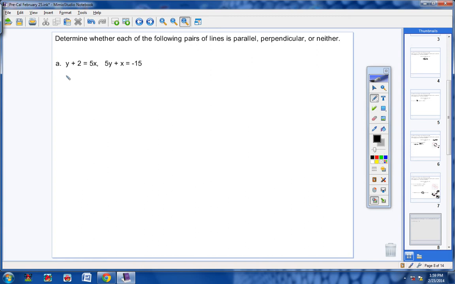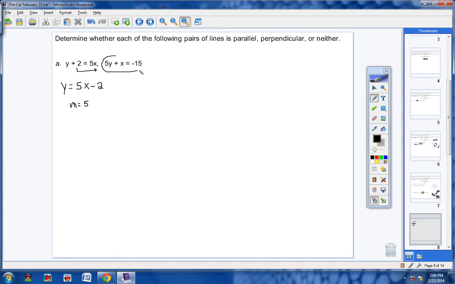Okay, let's take our first equation. How in the world can I find the slope of this equation? Well, I taught you guys this last week. Get y by itself, and once y is by itself, you know two things. You know what the slope is and the y-intercept. So I bring this 2 over, I make it a -2, and now the number with x is your slope. So the slope of this line is 5.